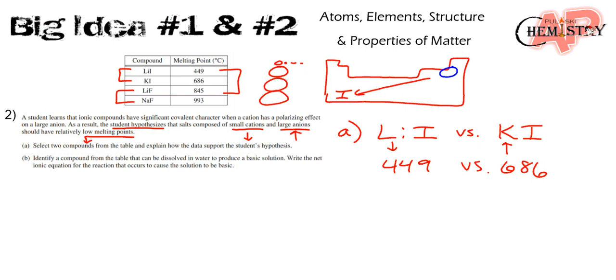Letter B, this one's interesting. Identify a compound from the table that can be dissolved in water to produce a basic solution. Write the net ionic equation for the reaction that occurs to cause the solution to be basic. Whew, okay. So, what has to be present for it to be basic? OH minus. So if you're stuck, this is what I would do.